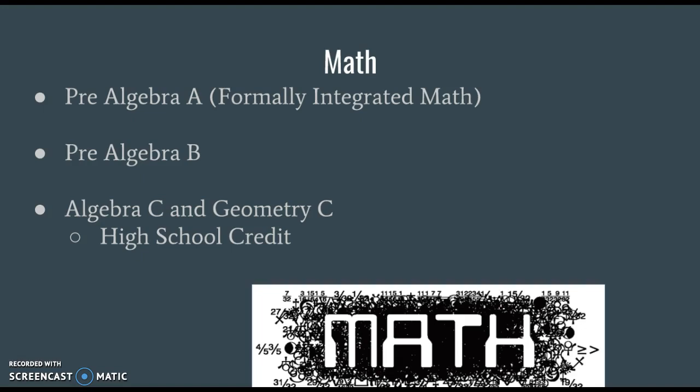And then our students who are in the advanced track for math, who are in pre-algebra as 7th graders, will go on to algebra C as 8th graders. Or if they took algebra C as 7th graders, they will go on to geometry C as 8th graders. Both of these classes will be for high school credit.